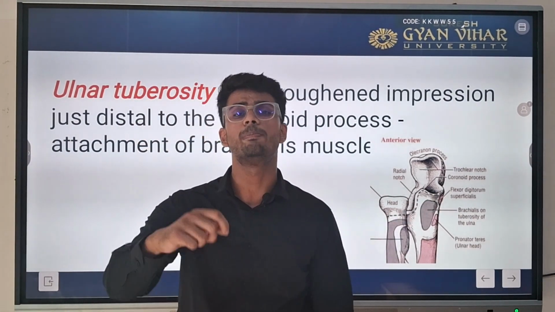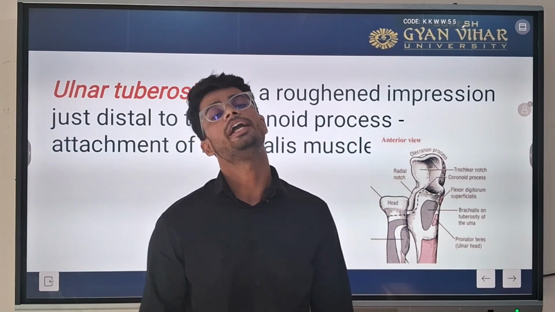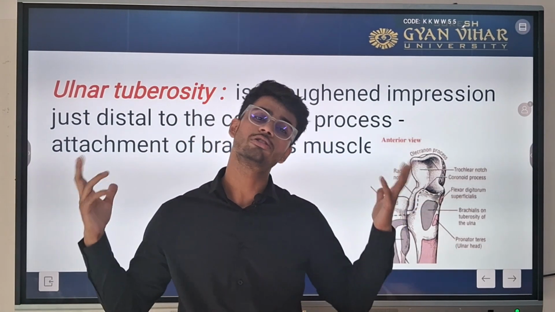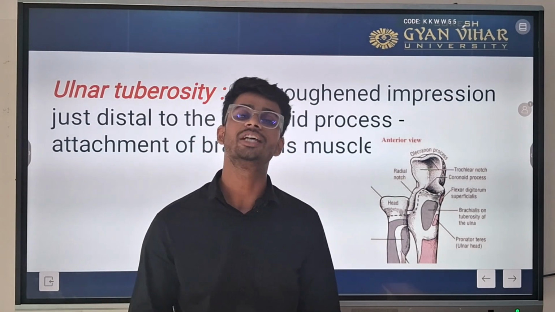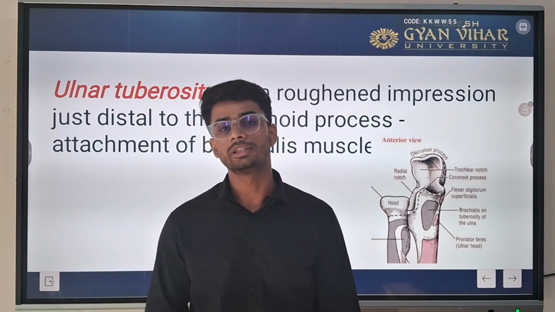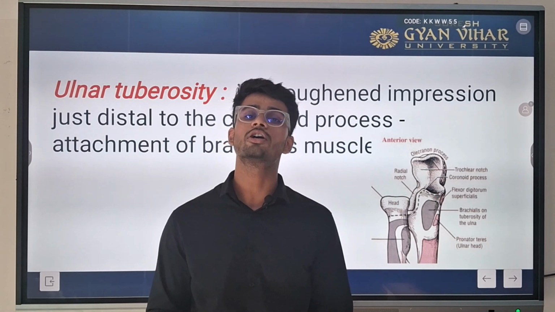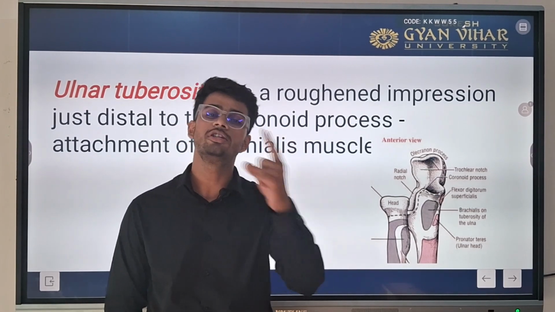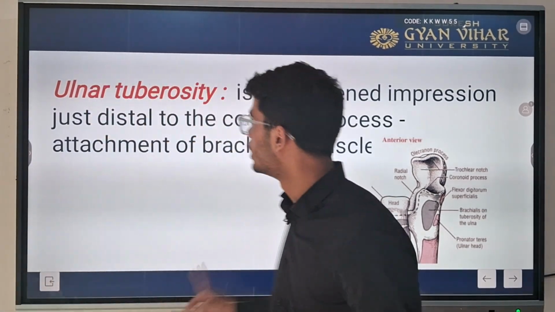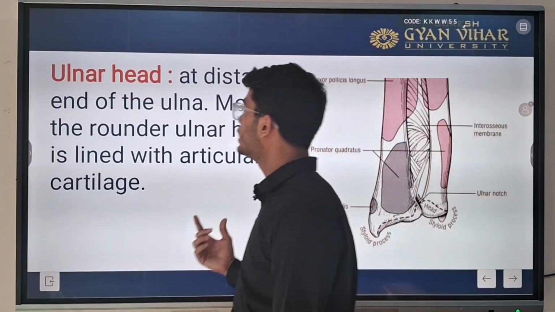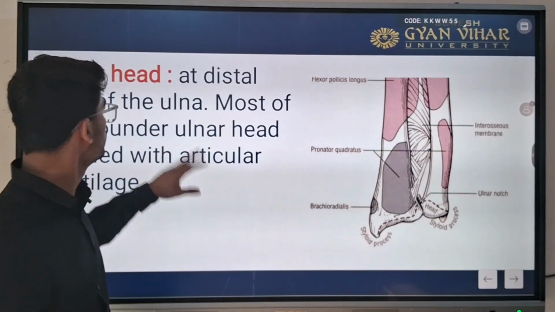Brachialis is the most powerful flexor muscle at the elbow joint, having the largest cross-sectional area if you compare it with the brachioradialis or the biceps muscle or pronator teres muscle. So brachialis is also known as the workhorse of the elbow joint, which is actually getting inserted at this tuberosity of the ulna. Also, the ulnar head at the distal end of the ulna.